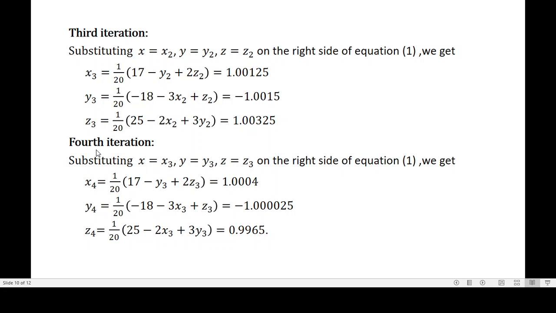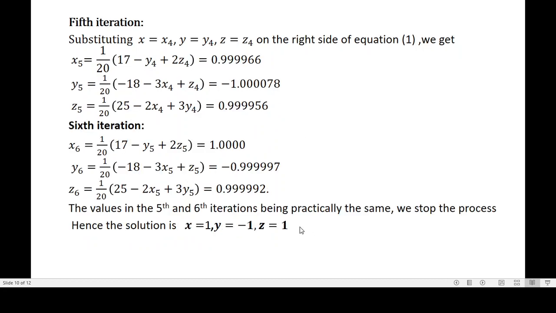So, find the fourth iteration, fourth approximation to x, y, z. Substituting x is equal to x3, y is equal to y3, and z is equal to z3 on the right side of the equation 1, we get x4 equal to 1.0004, y4 is equal to minus 1.00025, z4 is equal to 0.9965. Compare the values obtained in the third iteration and fourth iteration. They are not same. Okay, so continue the process again.